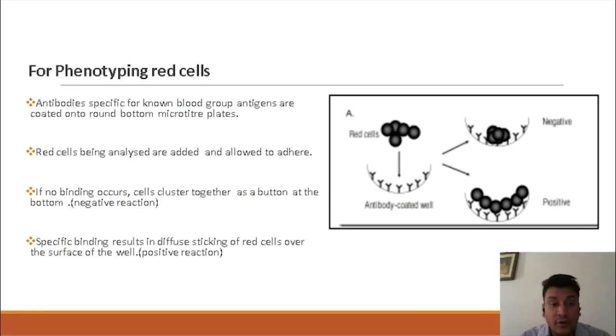For forward grouping, we can actually coat the wells with an antibody like anti-A, anti-B, and anti-D, and then incubate the red cells of the patient with them. Following that, if binding occurs, again it will bind throughout the well and it will be a smooth suspension. It's a positive reaction. However, if there is no antigen on the red cells against which the antibody is coated on the well, then it's a negative reaction.